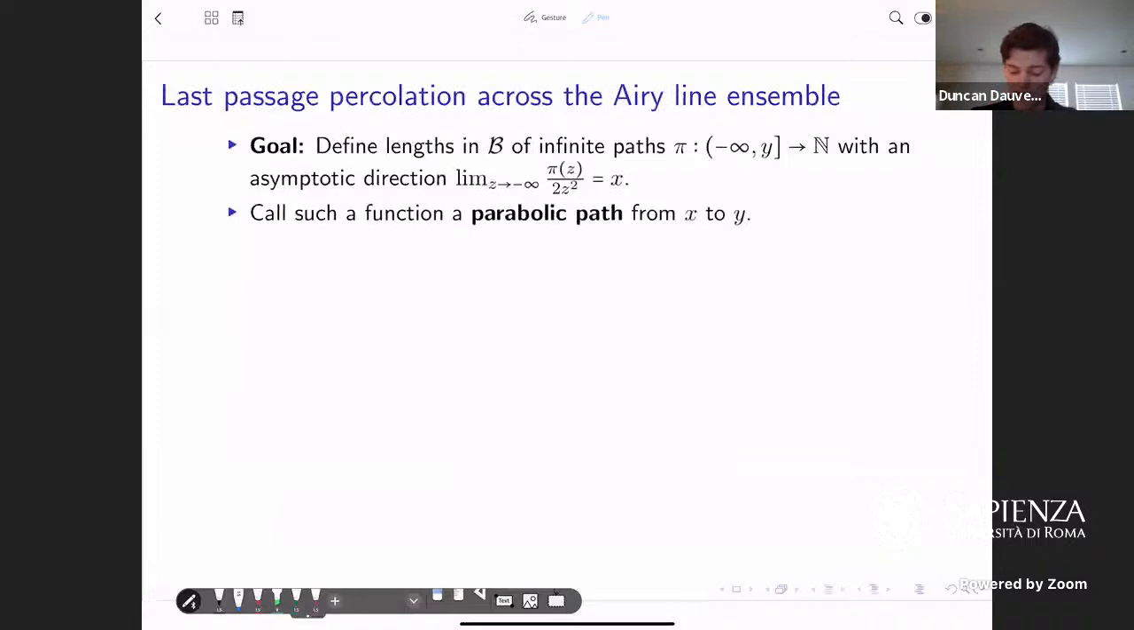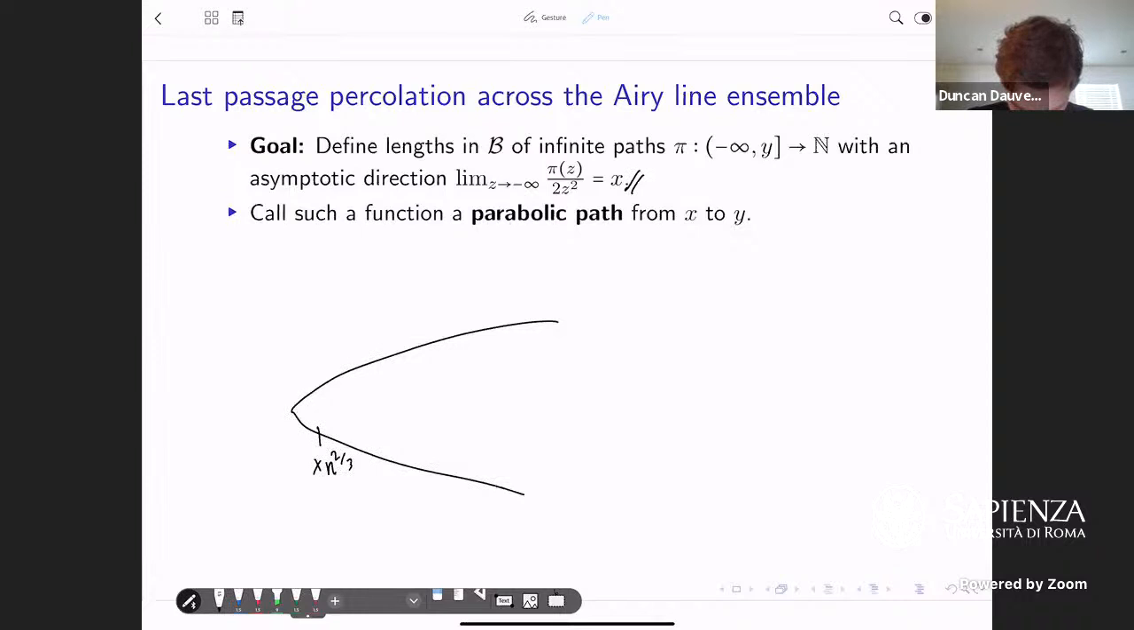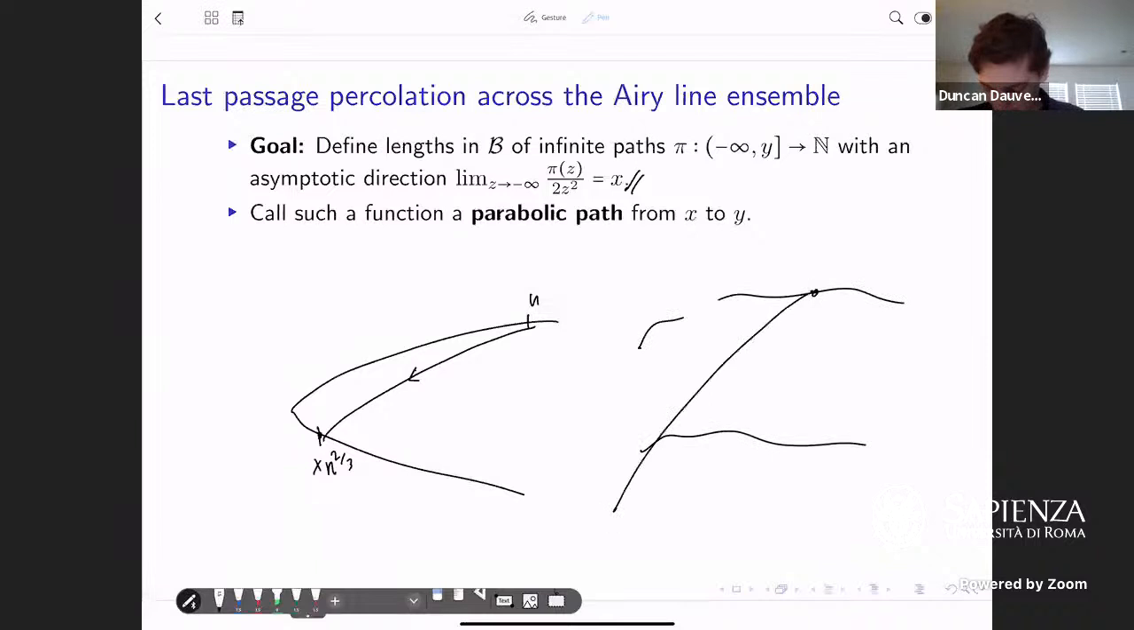So our goal is just to define lengths of infinite paths in the Airy line ensemble. And we want these paths to have an asymptotic direction. We call these parabolic paths. So before, we had a path going from x times n to the 2/3 up to n. And in the melon, this had a parabolic direction. So these are the kind of paths we care about defining lengths of in the Airy line ensemble.